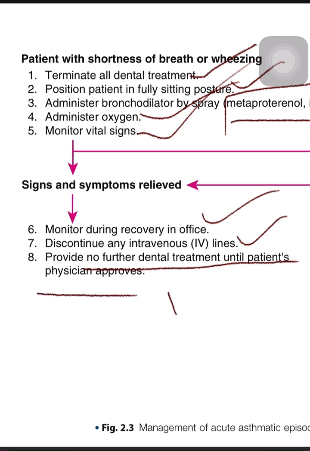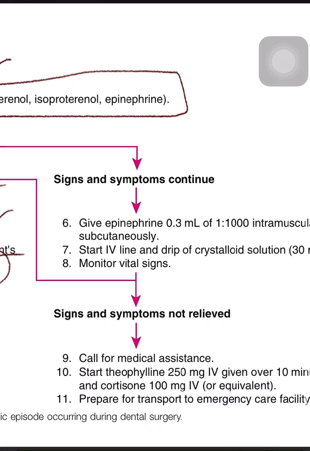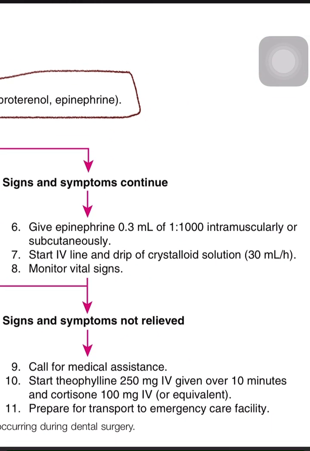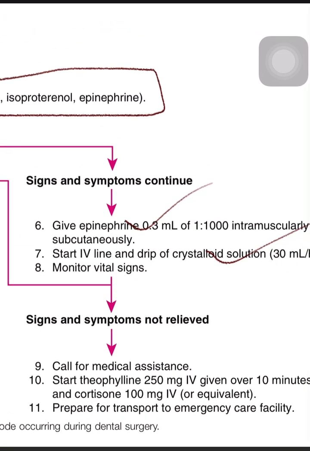This is something important that we have to understand. The next thing coming up is, if the signs and symptoms continue as I have told, we have to go for epinephrine and a crystalloid solution drip, and if after all these things there is no relief, then we have to call for emergency assistance. That's how we have to deal with asthmatic patients in our dental office.